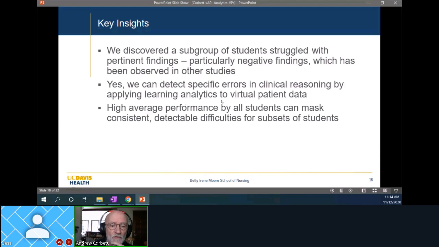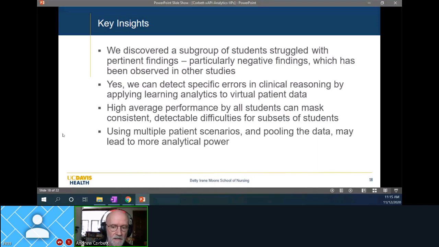But another thing that was really interesting is that the averages tended to mask consistent detectable difficulties for subsets of students. So it was only through the cluster analysis that we discovered what was going on behind the scenes. And I think it was particularly powerful to have multiple patient scenarios and pool the data across them, where we did the pooled pertinent positives and pertinent negatives.